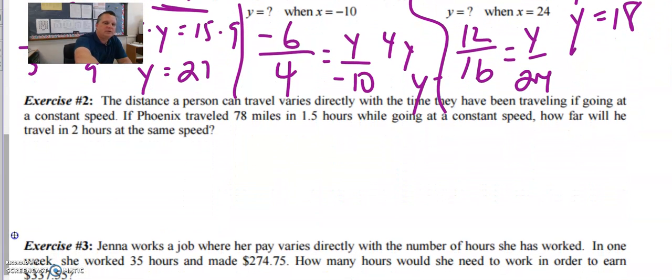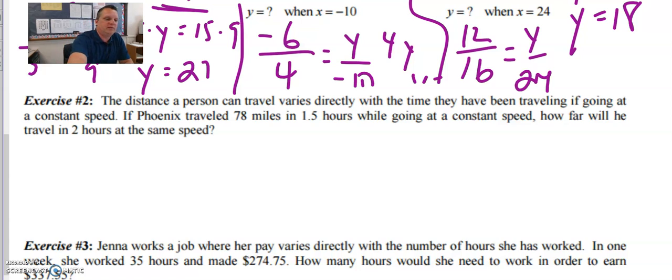In exercise 2, the distance a person travels varies directly with the time they have been traveling, if going at a constant speed. Like on the thruway, you're driving with cruise control. So if Phoenix traveled 78 miles in 1.5 hours while going at constant speed, how far will he travel in 2 hours at the same speed?